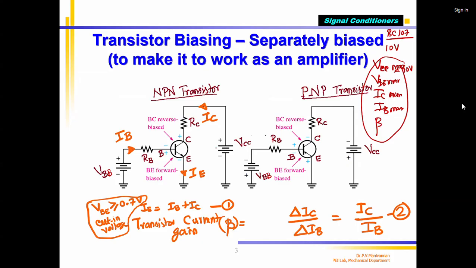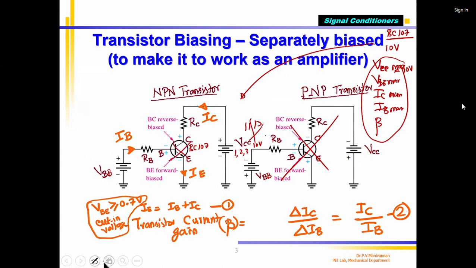BC107 is an NPN transistor. I still remember, because I used it extensively when I was studying in college. TIP120 is also an NPN transistor. So the voltage can be 1 volt, 2 volts, like this. Maximum you can apply 10 volts. You cannot apply 11, 15, 20. If you apply that, the transistor will burn.